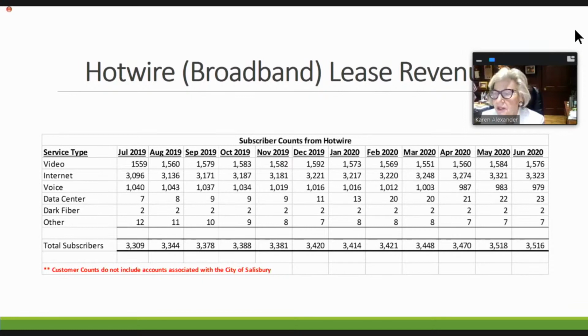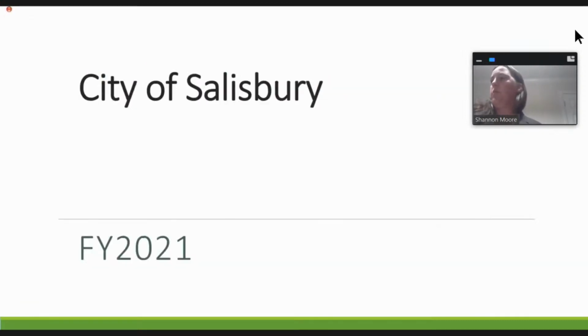Okay. Any other questions from council on this? If not, you can move on. Okay. And so that is the update for our 2020 financials that have significant information to share. And so I'll switch gears real quick to our FY 2021.